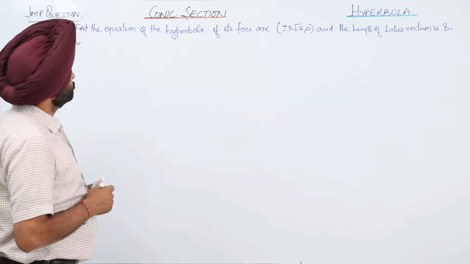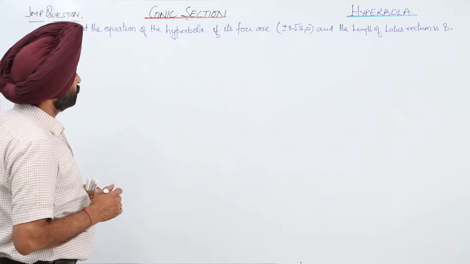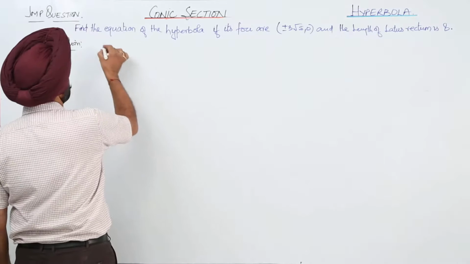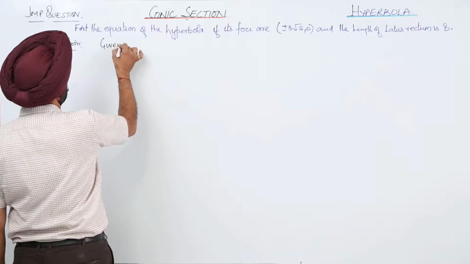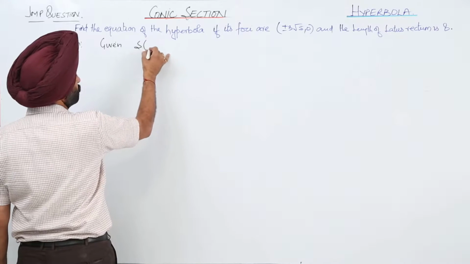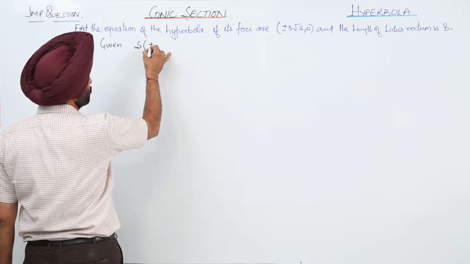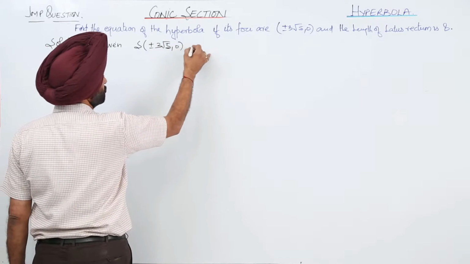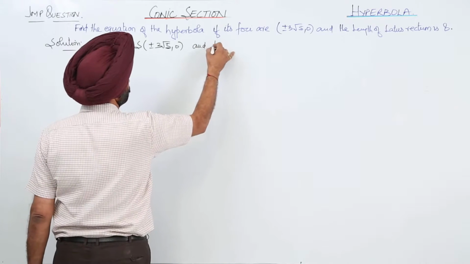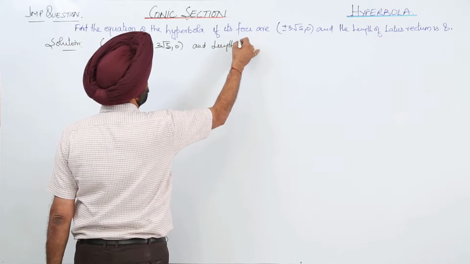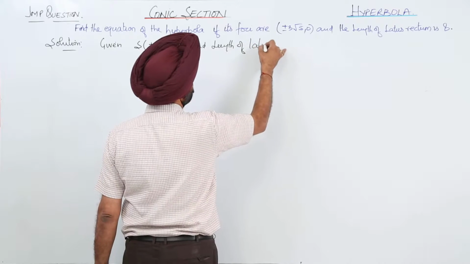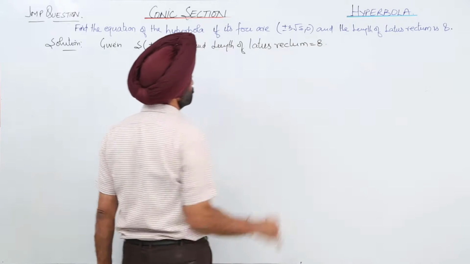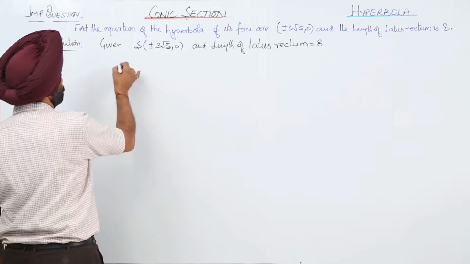Now in this question, we have to find the equation of the hyperbola. Foci are given and the length of the latus rectum is given. Given foci: the coordinates of the foci are plus minus 3 root 5 comma 0, and the length of the latus rectum is equal to 8.